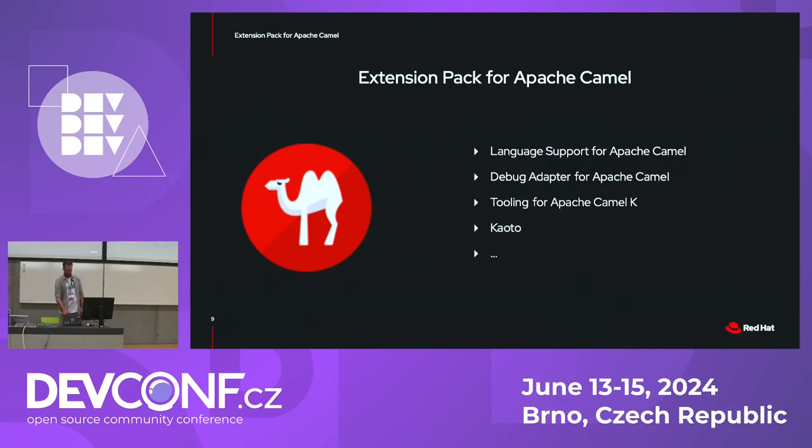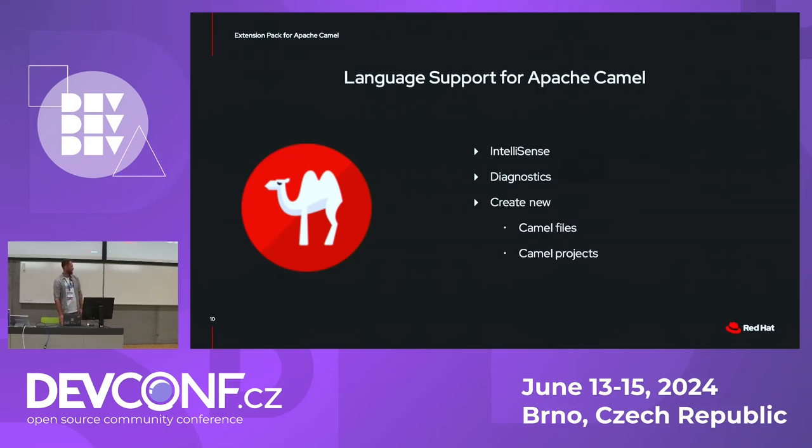I would like to briefly introduce each of them, and after that we can move to the live demonstration, because I think when you see it, it's more understandable and better for imagination. So first of all, the language support extension. It brings the IntelliSense and the diagnostics. It also brings the support of documentation for the components which are provided by Apache Camel.